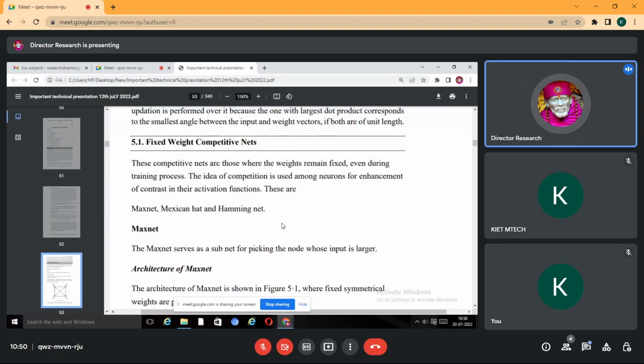Competitive nets are those where weights of computation are used among the neurons for enhancement of contrast in their activation function. These are all the fixed weight competitive nets: MaxNet, MaxCanNet, and HammingNet.